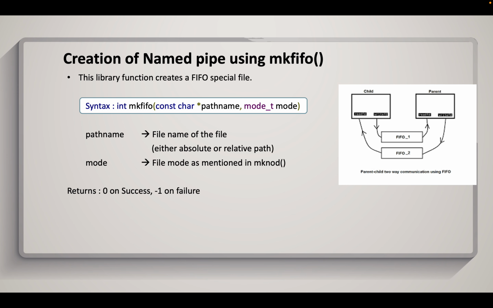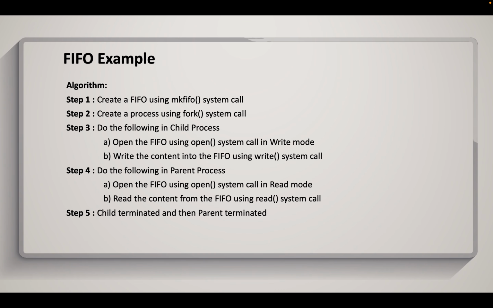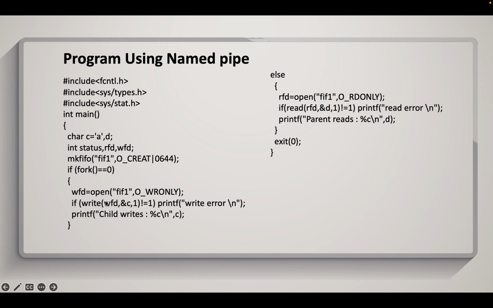Creation of a named pipe using mkfifo. This is another way to create a named pipe, mkfifo. The first argument is the pipe path name, that is the name of the pipe. The second argument is mode. FIFO example. So it's similar to a pipe. Here we see we create a FIFO using the name FIFO1, and using a write statement we write into the pipe. The child process writes into the FIFO. The parent process reads from the FIFO.